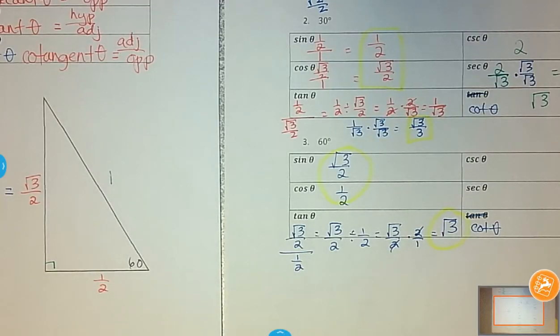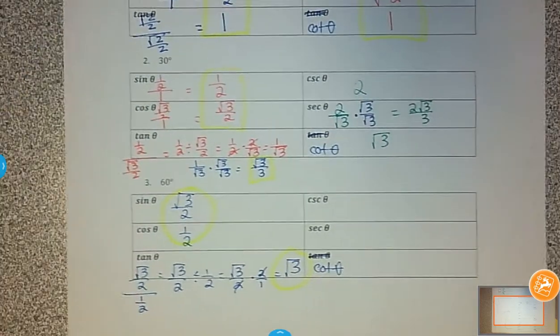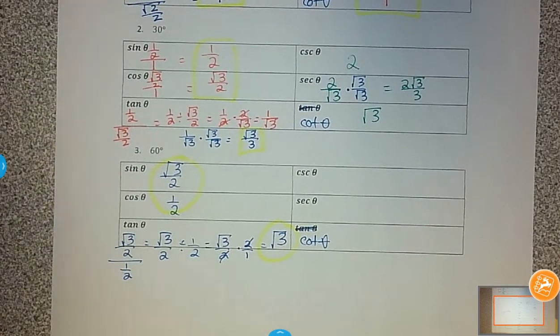Alright, so here's the left-hand side if you want to check it before you flip to get the cosecant, secant, and cotangent. Okay, any questions about where those came from? All right, then go ahead and flip them.